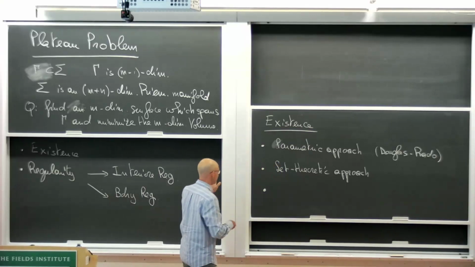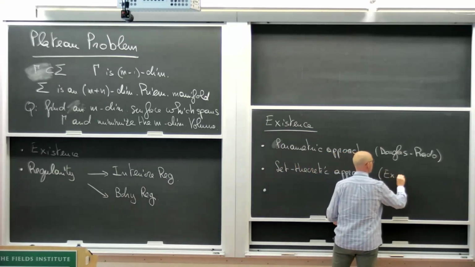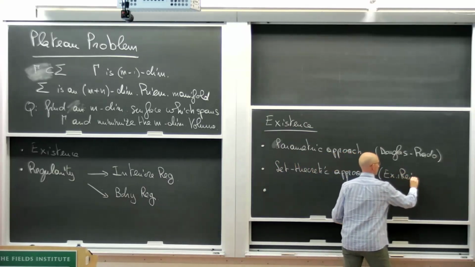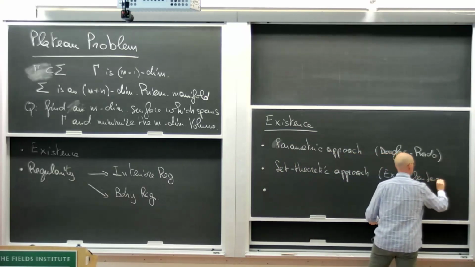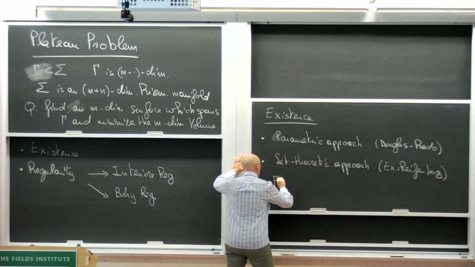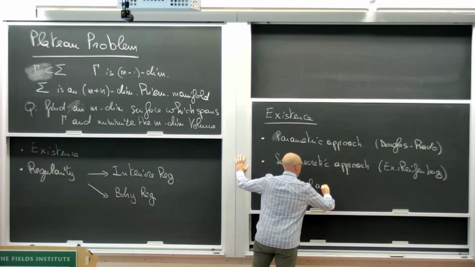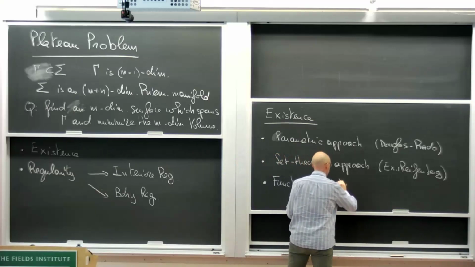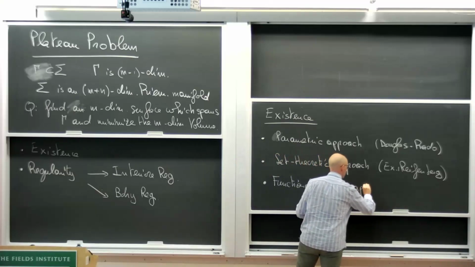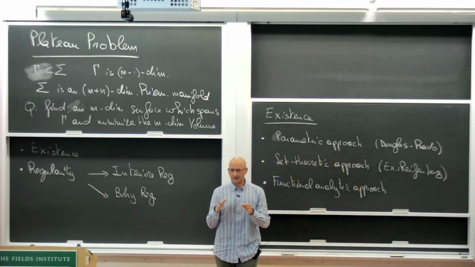And this can be done in several ways. So Reifenberg is an example, but it's not the only example. Okay, and then there is what I would call a functional analytic approach. The functional analytic approach goes more or less this way.